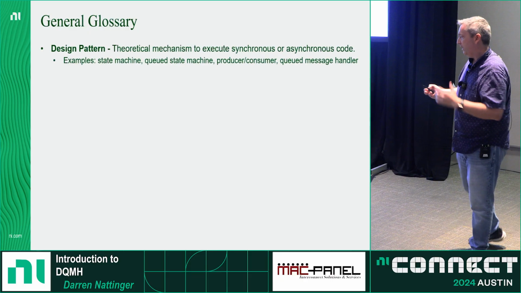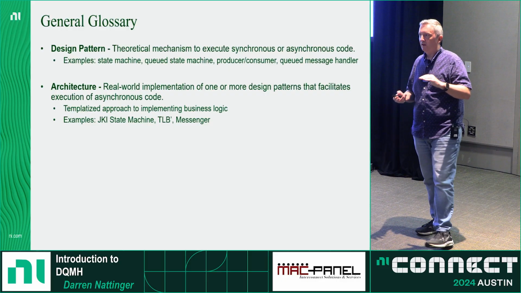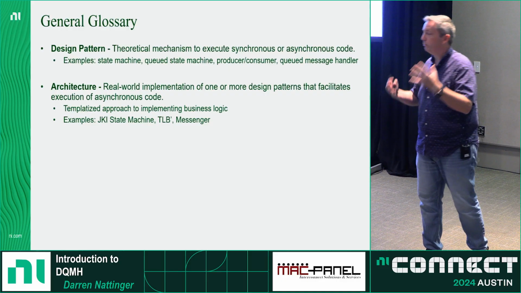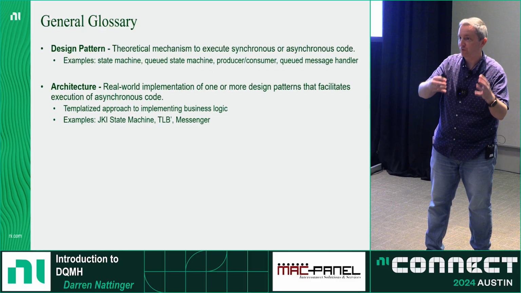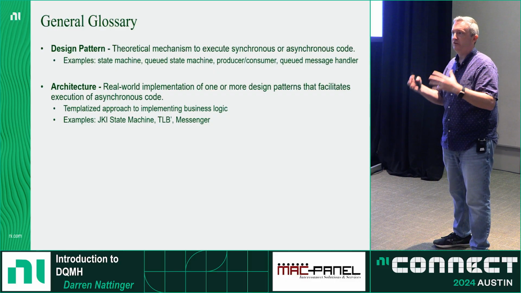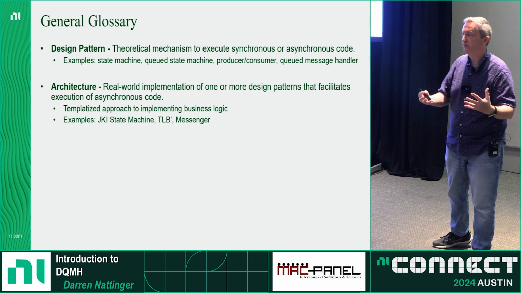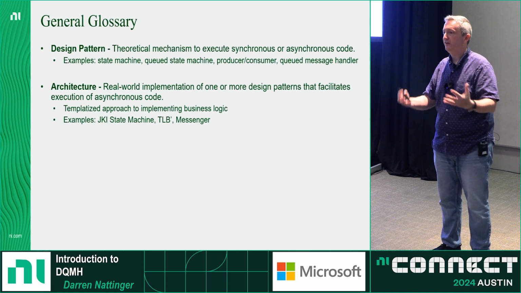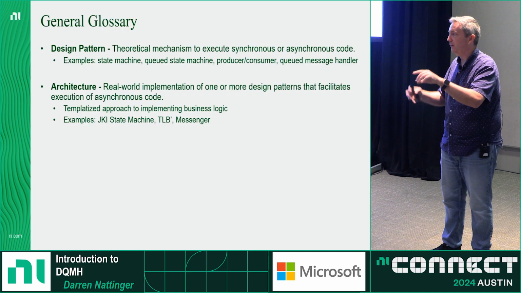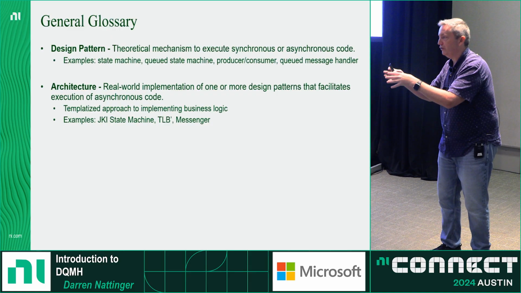If we take the next step, we can then talk about an architecture, which is something in the real world, so not theoretical, where we take one or more design patterns, which are theoretical, and actually use them to facilitate execution of asynchronous code. And typically they're templatized. So if you think about the JKI state machine, I would say that's an architecture. You drop that on a block diagram and there are comments in the code that say, add your code here, add your code here. It's a template.